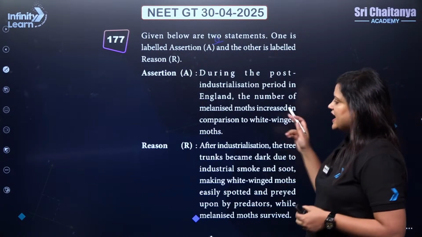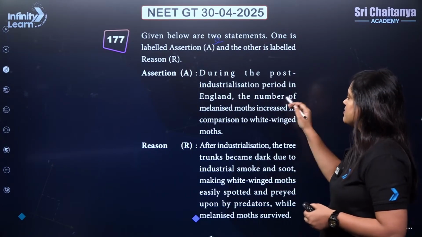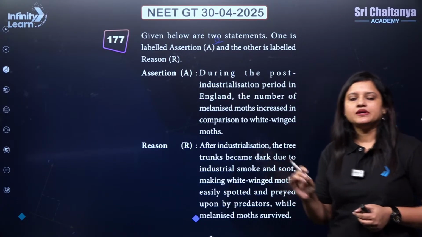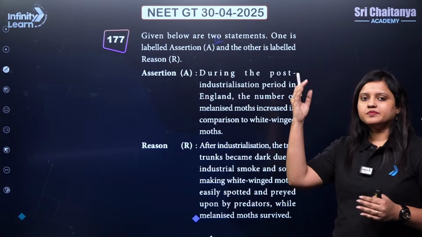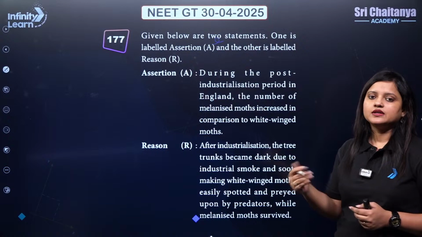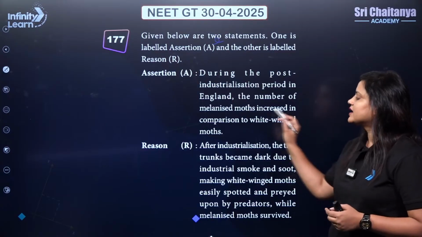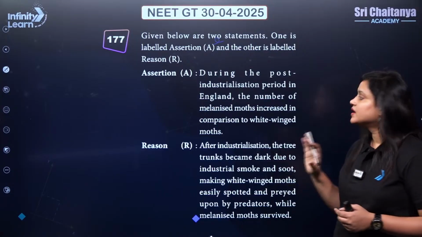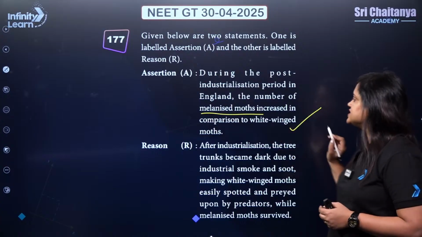Next. So we have assertion and reason here. During the post-industrialization period in England, the number of melanized moth increased in comparison to the white-winged moth. So what happened? At the time of industrialization, when the pollution increased, all the lichens that were growing in the bark of trees died, right? Apart from that, there was soot deposition on the bark of trees, and because of which the dark colored moths were not visible, but the light color moths were visible, okay, to the predators. So definitely there was increase in the number of melanized moth.